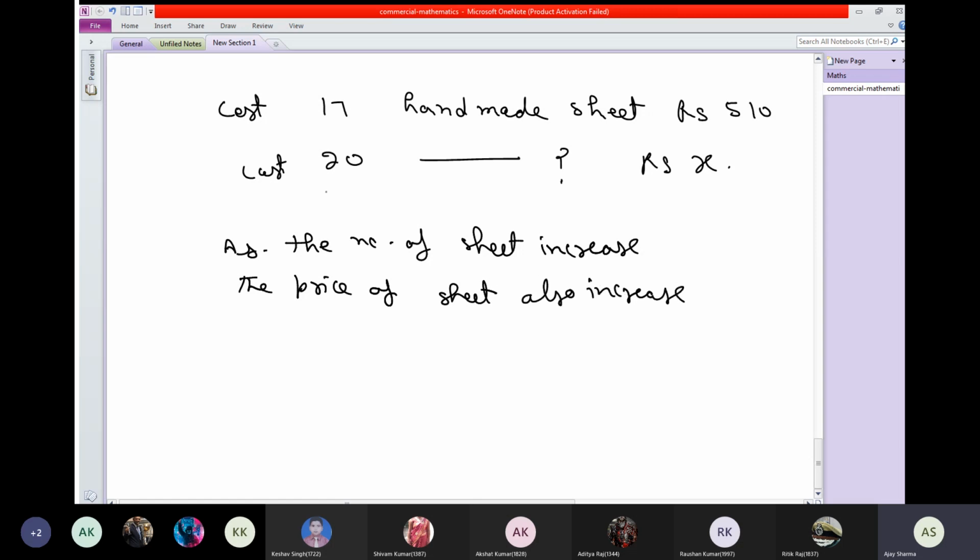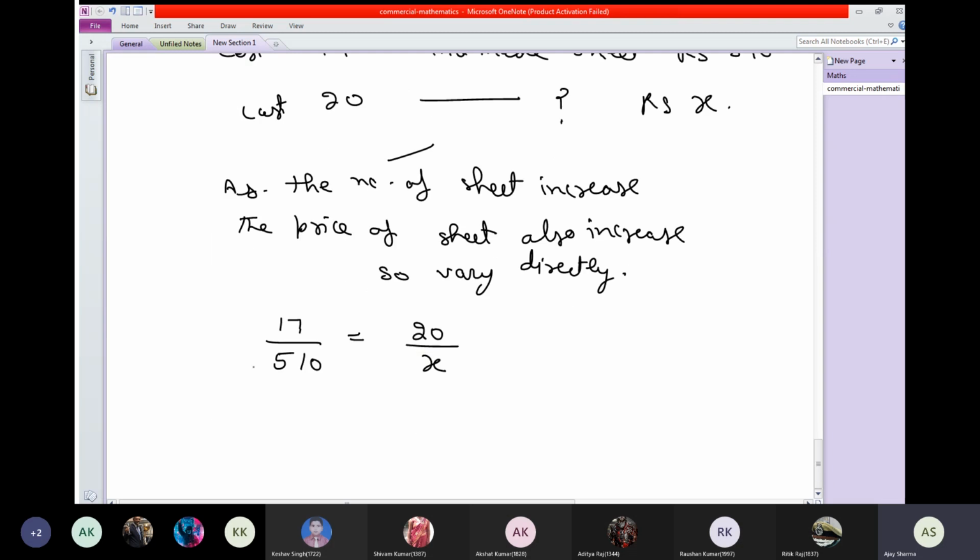Now see this one. As the number of sheets increases, the price also increases. Both quantities increase together. So they vary directly. If they vary directly, then their ratio must be the same. What is the ratio? 17, the number of sheets, divided by their price 510. Same again: 20 is the number of sheets and their price is x rupees.